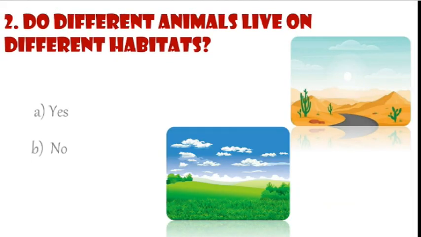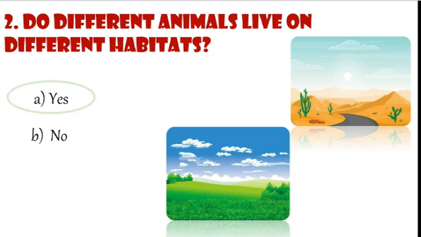Question. Do different animals live on different habitats? Your options are A, yes, B, no. And the correct answer is yes, it is A. Different animals live in or live on different habitats. Good.